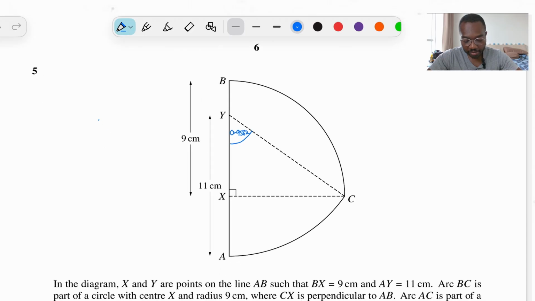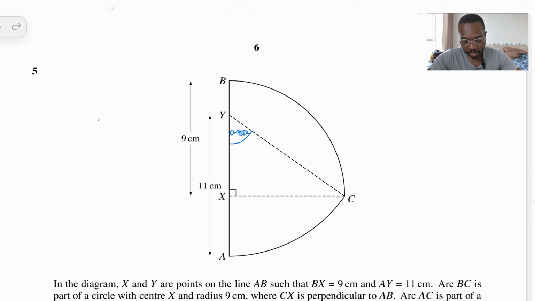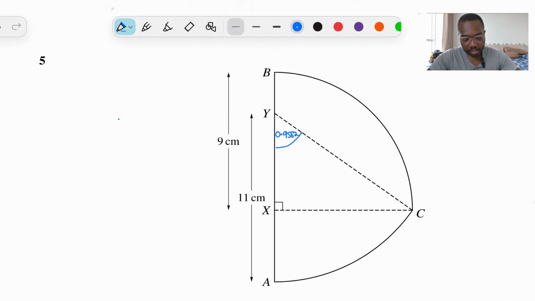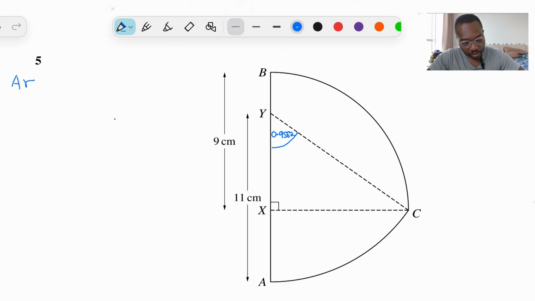So for part B, we need to work out the perimeter of ABC. So we need to work out the length of this arc AC, the length of this arc BC, and then the length of this straight line AB. So let's start off with working out the two easier lengths, which are the arc BC and arc AC. To work those out is fairly simple. If we look at the arc BC first, how can we work that out? Well, we know the equation for arc length: length is equal to r times theta.